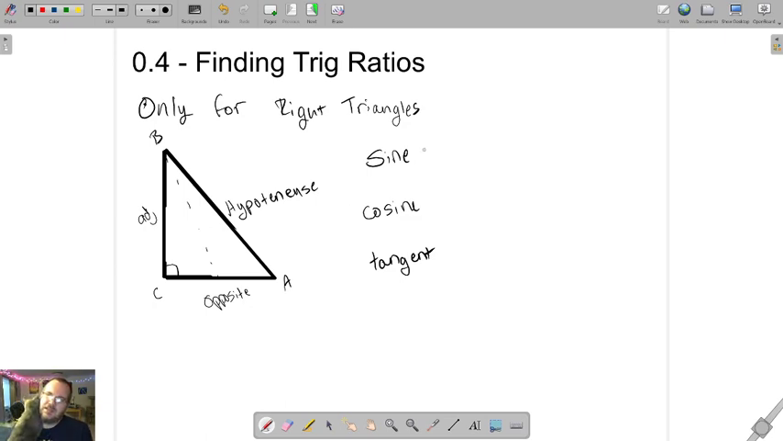So sine is a ratio of two sides, and which sides depends on which angle you're talking about. Sine is the ratio of the opposite side to the hypotenuse. So this is often written as opposite over hypotenuse. It's going to be a fraction or a decimal. In this class, I'm probably going to want you to write it as a fraction unless you're told otherwise. The cosine is the adjacent side over the hypotenuse.